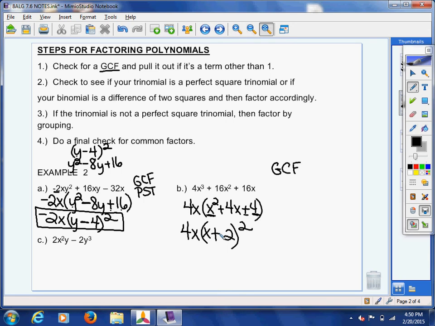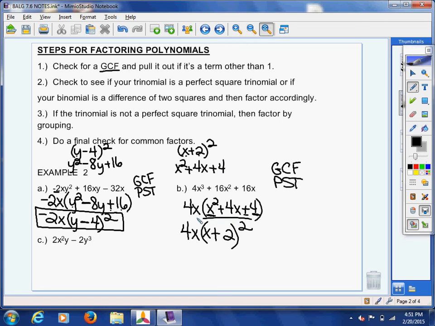Now, I would double check that x plus 2 squared is exactly what it purports itself to be. So let's do our 3-step check. Square the first term, so that's x squared. Multiply x times 2, then double it, so that's 4x, and then square the 2, and that's 4. So yeah, we definitely factored it right.